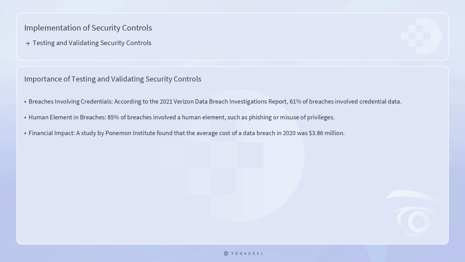Statistical data supports the importance of testing and validating security controls. According to the 2021 Verizon Data Breach Investigations Report, 61% of breaches involved credential data, and 85% of breaches involved a human element, such as phishing or misuse of privileges. These statistics highlight the need for effective security controls and the importance of testing and validating these controls to prevent breaches. Additionally, a study by Ponemon Institute found that the average cost of a data breach in 2020 was $3.86 million, further emphasizing the financial impact of inadequate security measures.